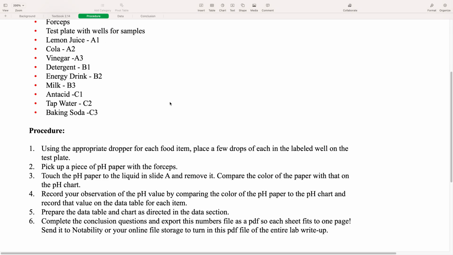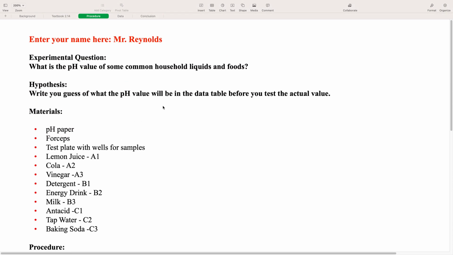Take a look at the procedure now. This tab has an experimental question for this lab. I have 9 different common household liquids. Some are detergents, some are food. You're going to determine the pH value using these little strips of paper at your table, called pH test paper. You can buy something like this at the drugstore. Some people have to monitor their pH balance and their glucose balance and other things, so it's just another method of testing your biochemistry.